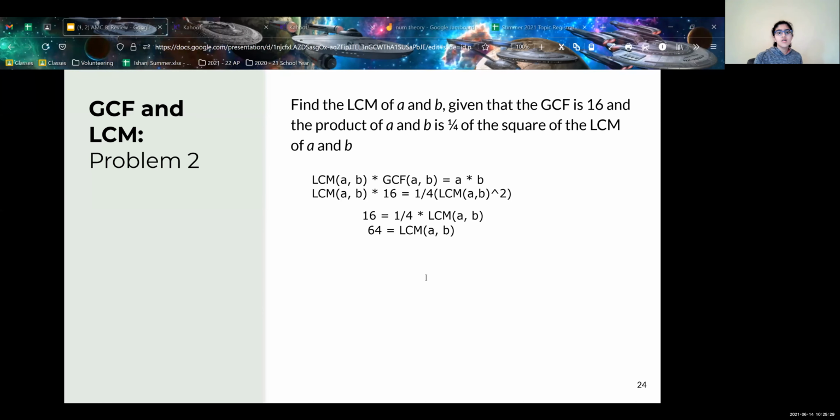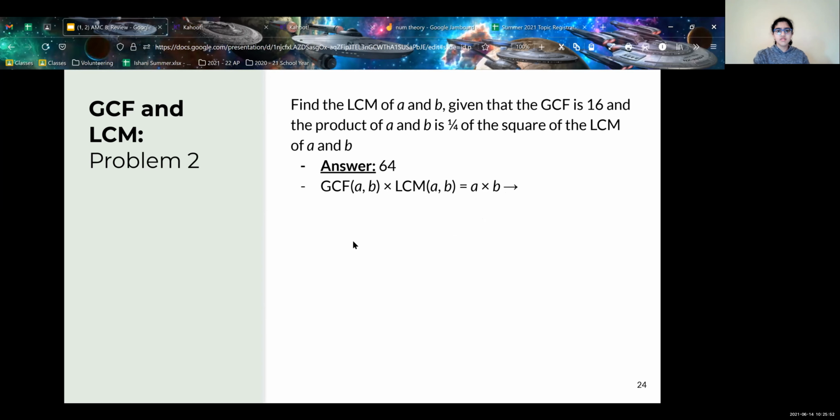So the product of A and B would be 64 times 16. The square of the LCM of A and B would be 64 squared. So then the product of A and B would be 1/4 of 64 squared. So you can see here, 16 times LCM of A and B is equal to LCM of A and B squared divided by 4. And then you multiply both sides by 4, and then you get 64.